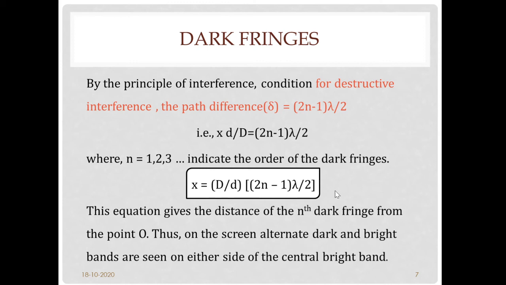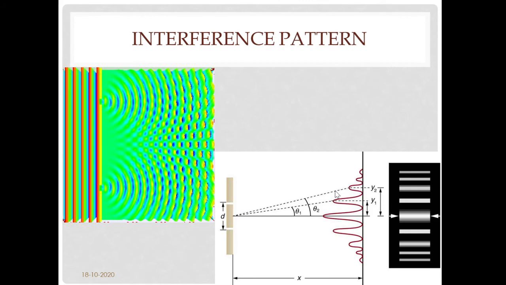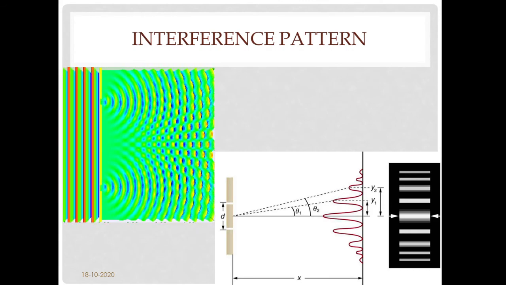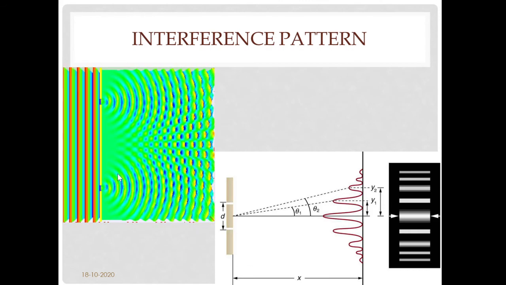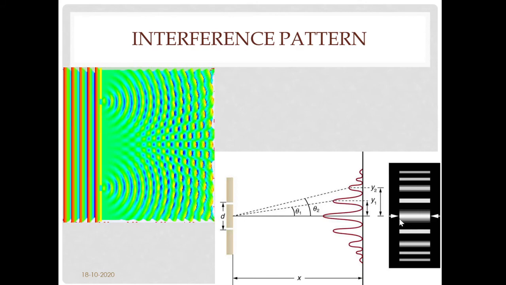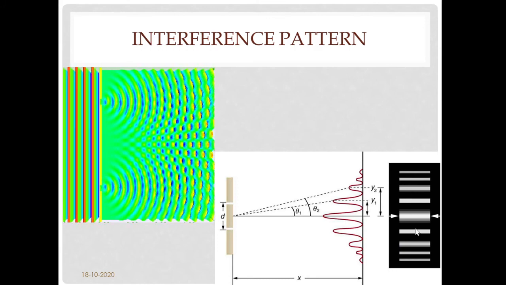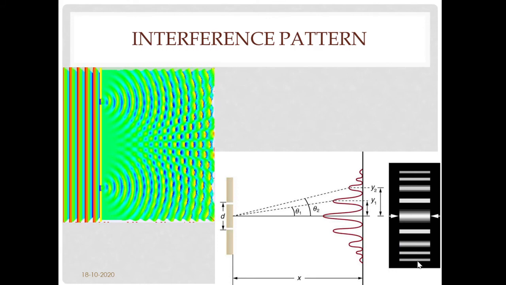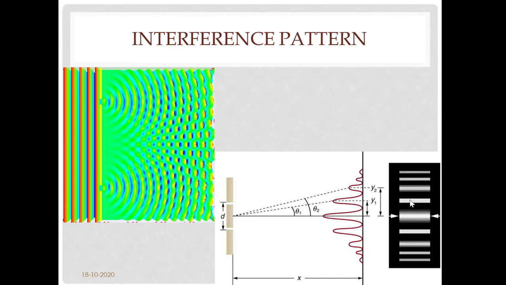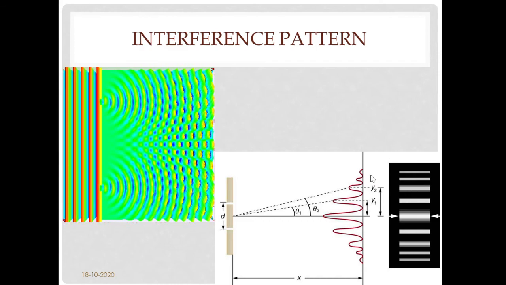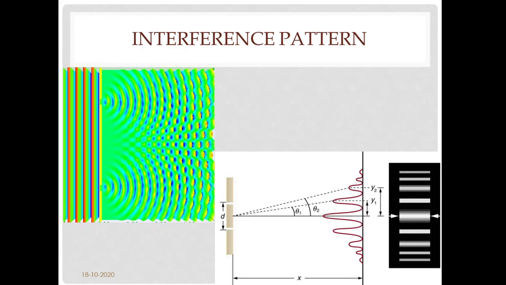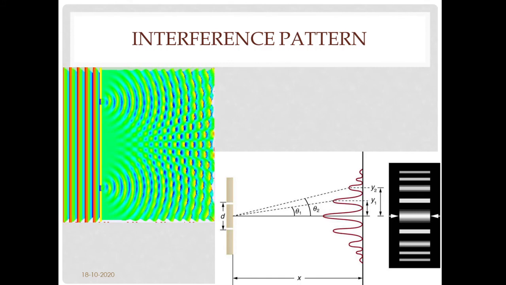So we can say that on the screen we can see alternate dark and bright fringes on either side of the central bright band. So this is the interference pattern we are getting on the screen. At the center we have the central bright fringe, and on both sides of it we can see alternate dark and bright fringes. So the interference pattern will look like this.